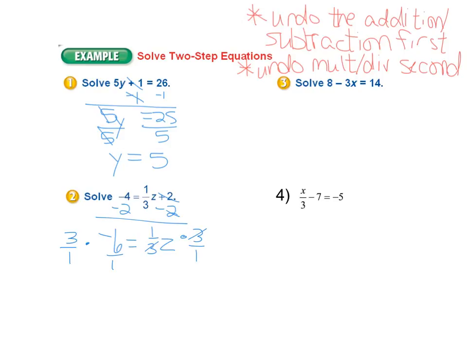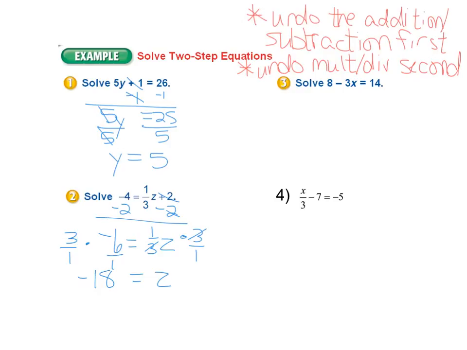My 3's cancel. I'm left with 1z, or just z. Here, my denominators are both 1, so I don't have to worry about that. 3 times negative 6 is negative 18. So z equals negative 18.